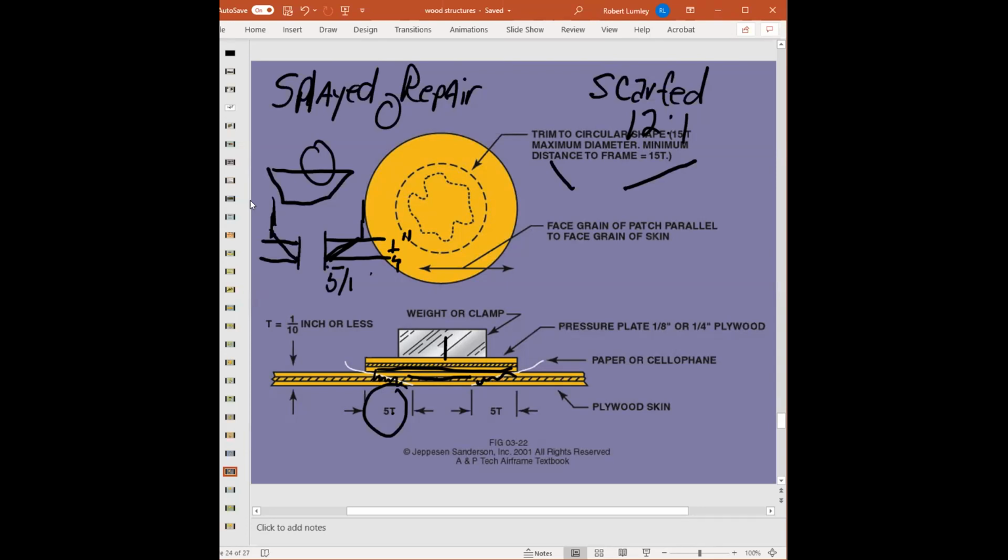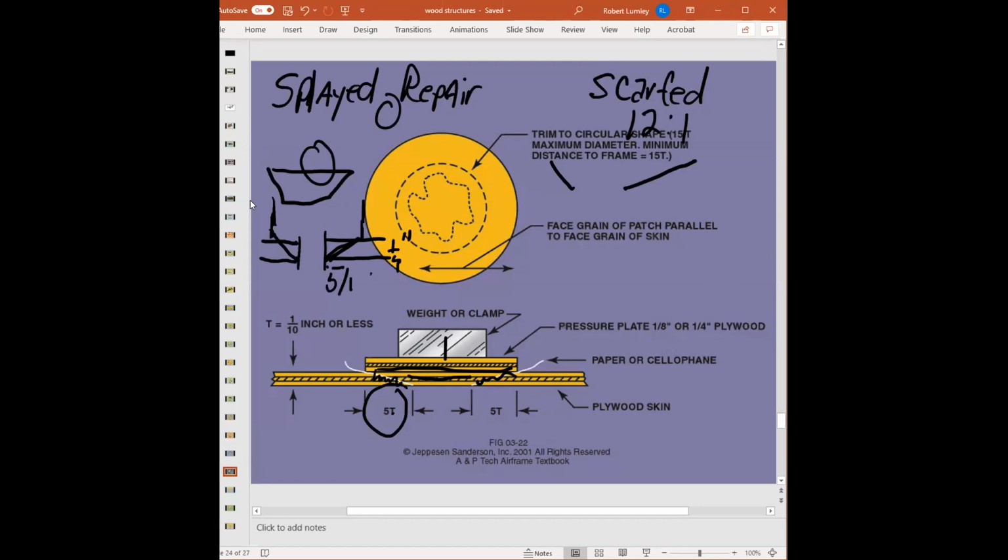Okay, so guess what? That was the lecture on wood structures. All right, so we still have a little bit more time. So what we're going to do now is go over the FAA questions in wood. Are we ready? I hope so.